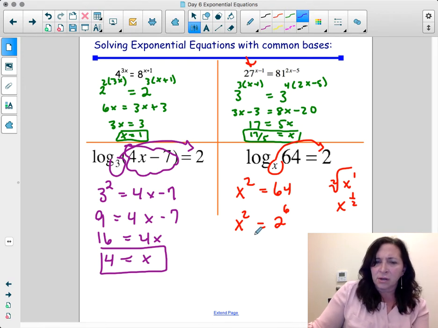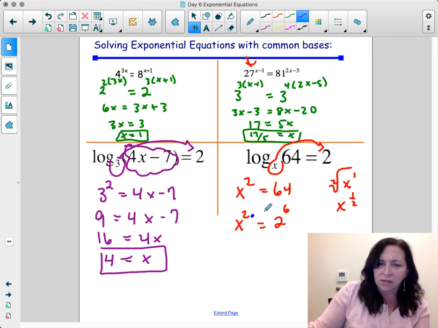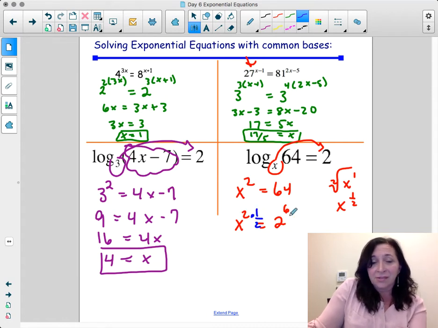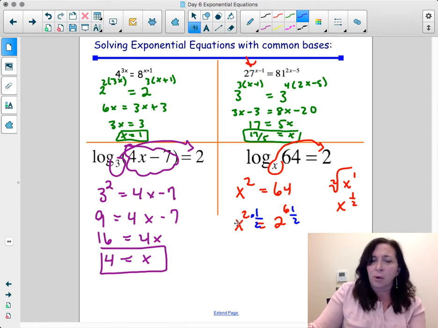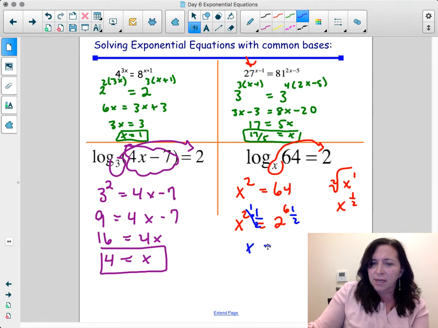I think this is a good idea to know that if I want to undo this squared, I'm going to take a 1/2 power of that, and a 1/2 power is a square root. And I'm going to take a 1/2 of that also, because of course, this being an equation, if you take a square root of one side or a 1/2 power of one side, you have to do exactly the same thing on the other. So we end up getting x equals 2 to the 6 divided by 2, which is 2 to the 3rd power, which is 8. x equals 8. Okay.